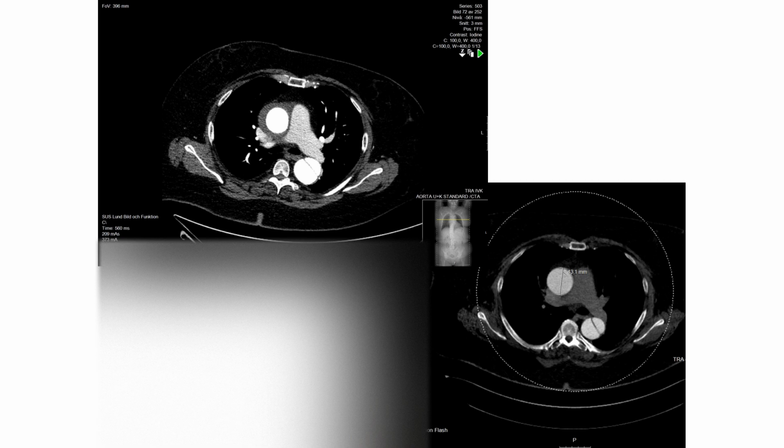Then we look to the other one, where we can see that there's a flap here. That's probably what they talk about, the dissection thing. And then here, what's happening here? There's something in around this area here.